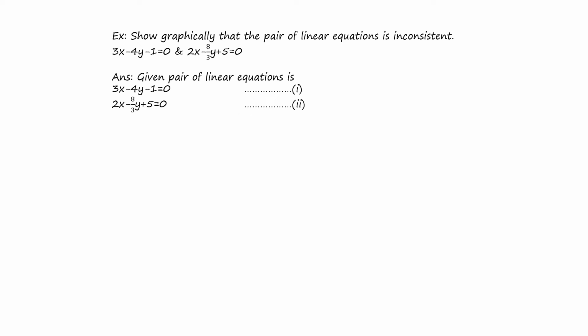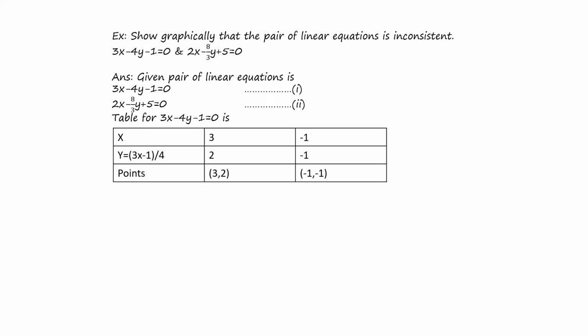Likewise, let us find at least 2 points for each of the straight lines. The table for 3x minus 4y minus 1 equals 0: when x is 3, y is 2, and when x is minus 1, y is minus 1. So we got 2 points, (3, 2) and (minus 1, minus 1). That means the straight line AB joins the points A (3, 2) and B (minus 1, minus 1).